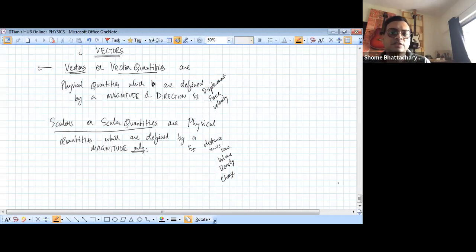Work is a scalar quantity. Work has the same kind of relation as this thing. Energy. Work and energy are scalar quantities. In fact, we will understand very soon why work is a scalar quantity. Work is defined on the basis of two vectors, which is force and displacement. But the relationship between force and displacement to get work is such that ultimately work comes out to be a scalar quantity.